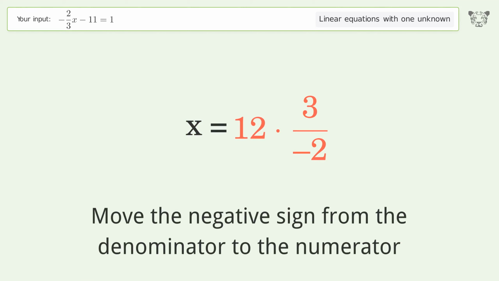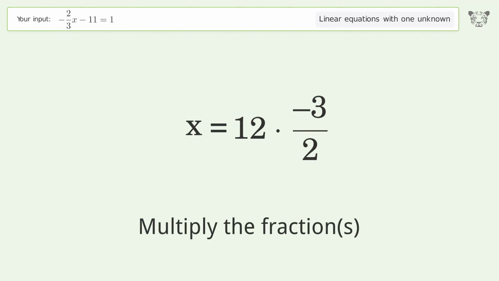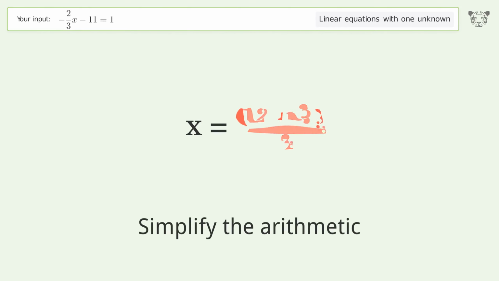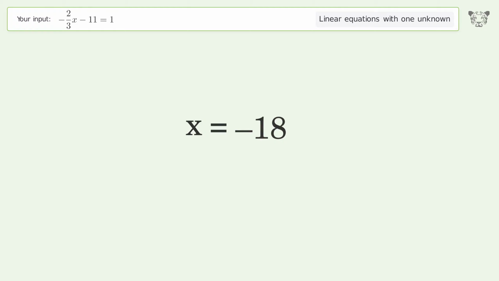Move the negative sign from the denominator to the numerator. Multiply the fractions. Simplify the arithmetic. And so the final result is x equals -18.